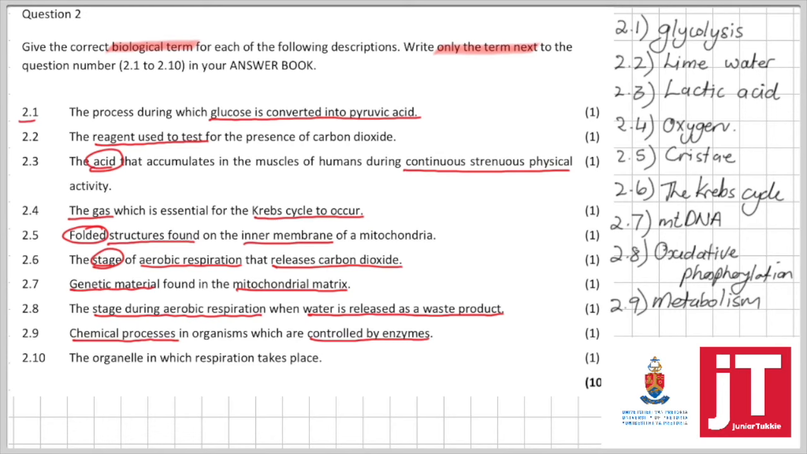Brilliant. Question 2.10, the organelle in which respiration takes place. Now we're looking for an organelle. Respiration, organelle, we need to link that straight away to the mitochondria, which we've learned quite a lot about. All right, junior techies, these are only 10 of the possible questions that you might get at your end of year exam or any of your formal assessments. But the more of these that you practice, the better you're going to do when it comes to your final exam paper.